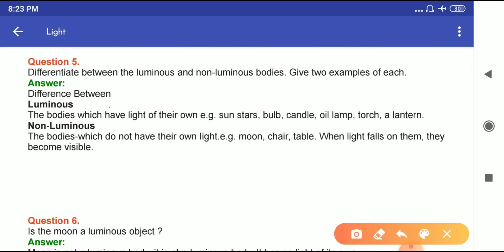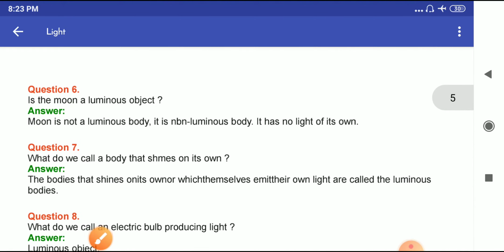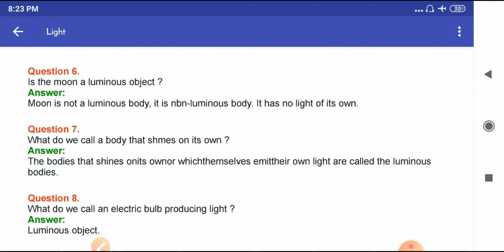The luminous bodies, the bodies which have light of their own, for example sun, star, bulb, all these are luminous bodies. And non-luminous bodies do not have light of their own, for example moon, chair, table, all these are examples of non-luminous bodies. Now you can write all these answers from here.